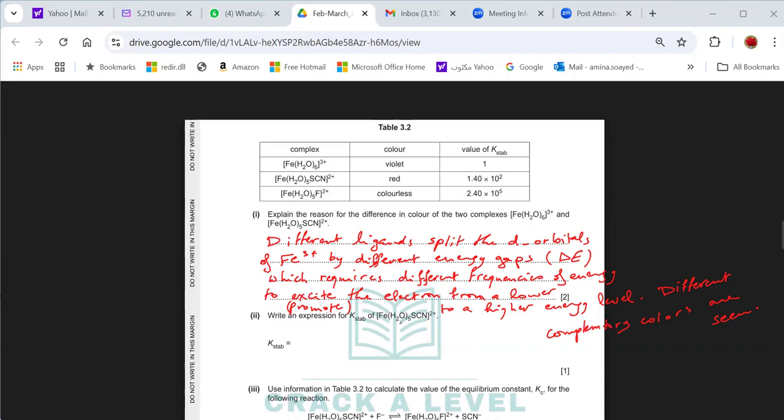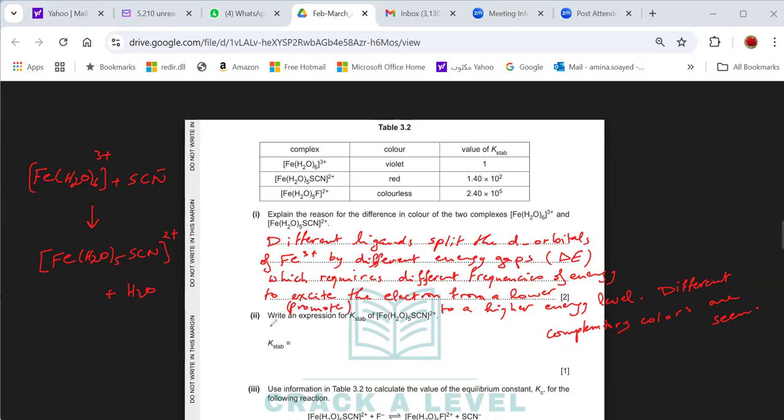Now they said here, write an expression for K stability for the [Fe(H2O)5SCN]2+. So of course, this compound is formed when the [Fe(H2O)6]3+ reacted with the thiocyanate ion. It formed the [Fe(H2O)5SCN]2+. And of course, there will be a water molecule that comes outside.